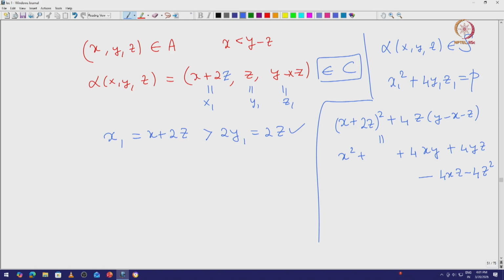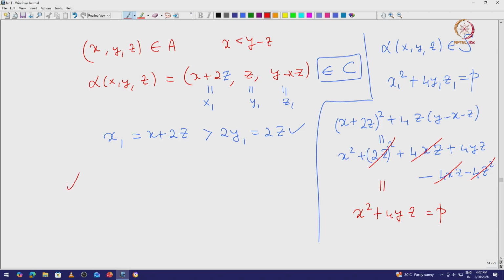Again x1 is x plus 2z. So, you replace here, it becomes the square, and then here it becomes 4z. So, now you can see the cancellation, this can be cancelled with this and this gets cancelled with this. So, what you get is exactly x square plus 4yz, which we know already is p. That means alpha of x y z is in S again. So, that verifies that alpha is a map from A to S.